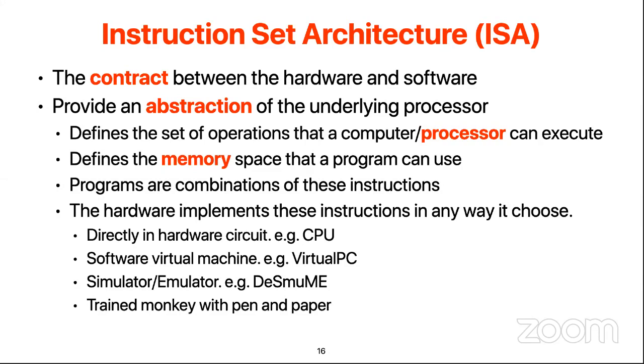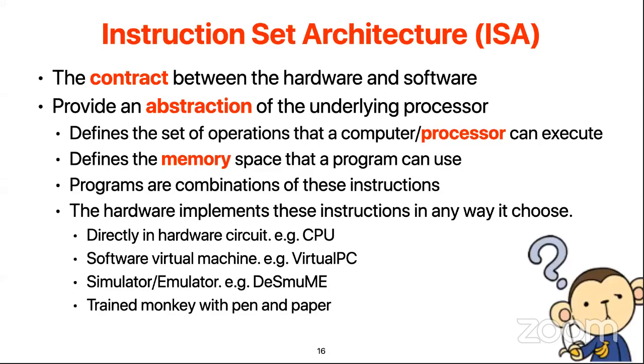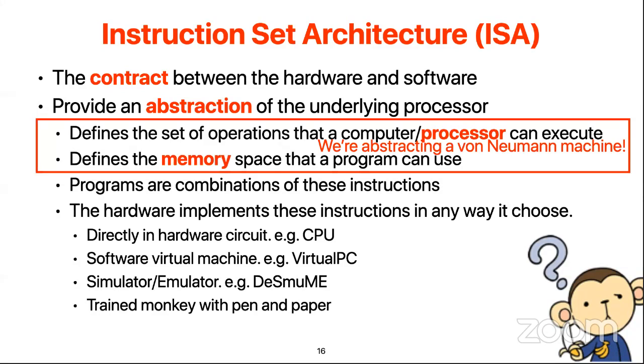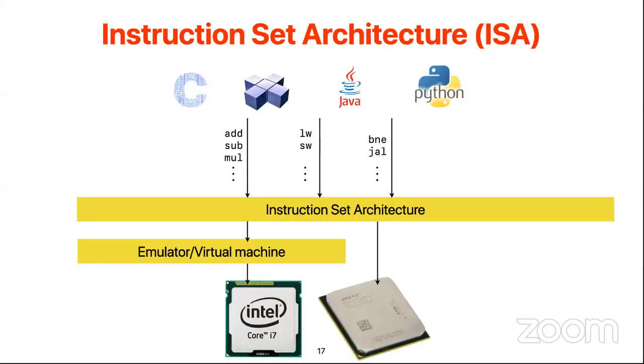And programs are just combinations of these instructions. The hardware implementation, we don't care. It could be directly a processor, and whether the processor is good or bad depends on which one you choose. You can use a virtual machine, you can use an emulator, and you can even use a monkey with pen and paper to simulate those instructions. When you are doing your homework, you probably feel like we are treating you like this, right? So this is the basic idea of instruction set architecture.